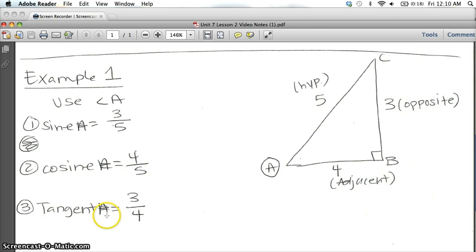And then last, our tangent. Our tangent is TOA, which is opposite over adjacent. We're still using angle A. Opposite is 3, and our adjacent is 4. So tangent A is 3 over 4.